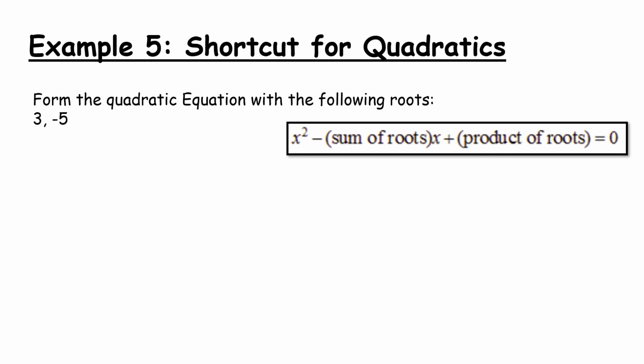So we can do the same thing but using a shortcut. And this shortcut is specifically for quadratics. We're not too worried about this for junior cycle because we only deal with quadratics. But as you move beyond that for leaving cert, we will look at cubics and degree 4, degree 5 and so on. This shortcut is specifically for quadratics.